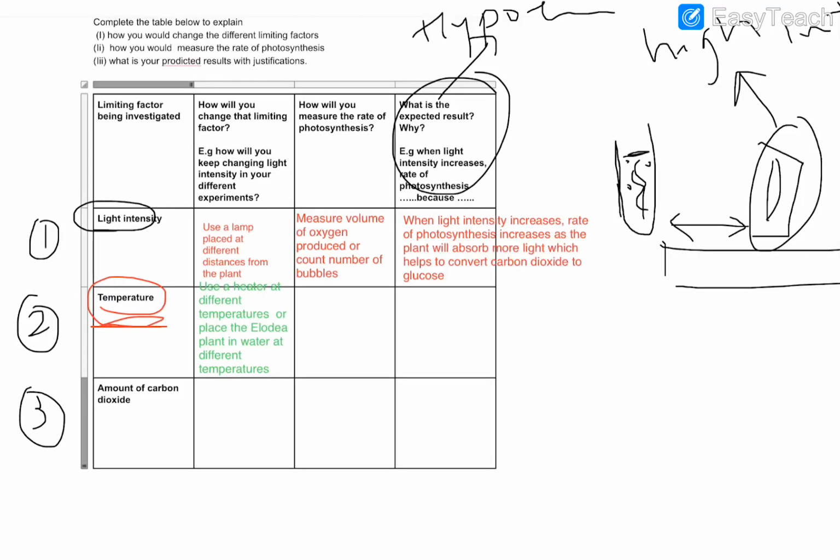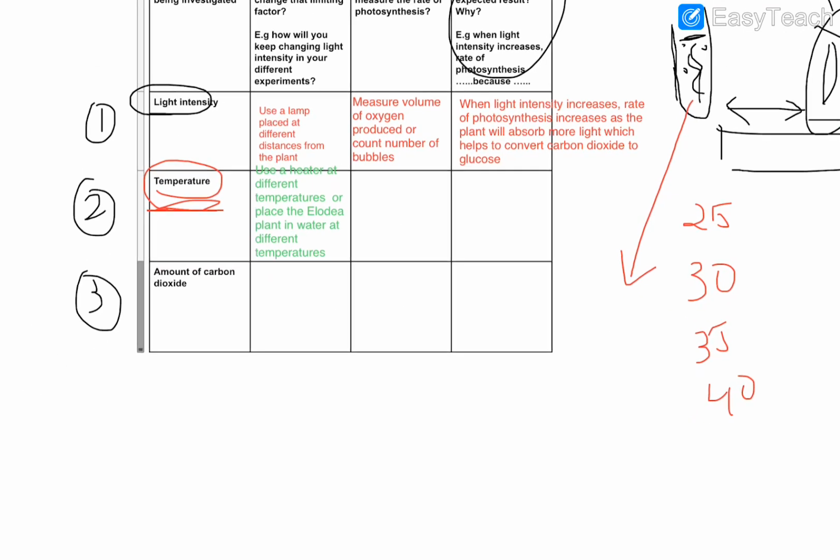So for this one, you can either use a heater. So you'll have your plant in a setup and you'll have a heater in the room so you can heat the temperature of a room at different values. So you can have one experiment which is set up at, let's say, 25, then at 30, then at 35, then at 40. Or you could simply take that water and put different temperatures of water.